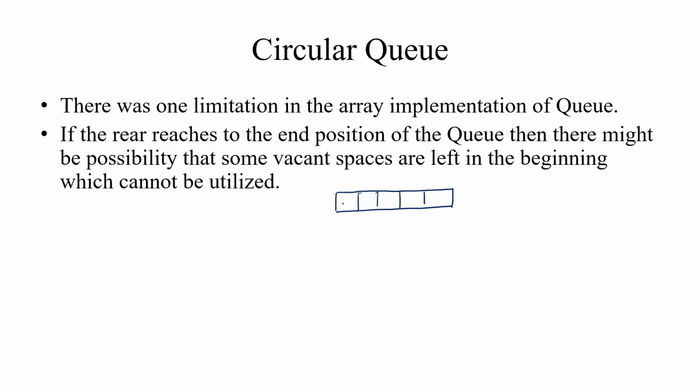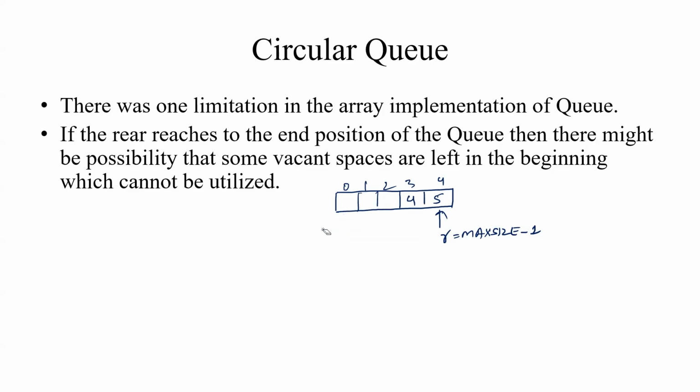In this queue, let's suppose we are inserting some elements: 1, 2, 3, 4 and 5. These elements we have inserted. You know that the value of front will be 0, that is index 0, and the value of rear will be 4, that is the maximum size minus 1. So here the value of r is max size minus 1, and max size is 5. In this case we cannot insert any more elements.